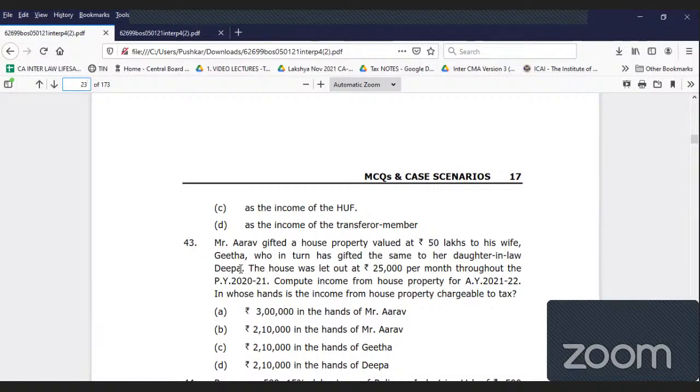43. Mr. Arav gifted a house property valued at rupees 50 lakhs to his wife, Geeta, who in turn has gifted the same to her daughter-in-law, Deepa. वाह. The house, so lucky. The house was let out at rupees 25,000 per month throughout the PY 2020-21. Compute income from house property for AY 21-22, in whose hand is the income from house property chargeable to tax.